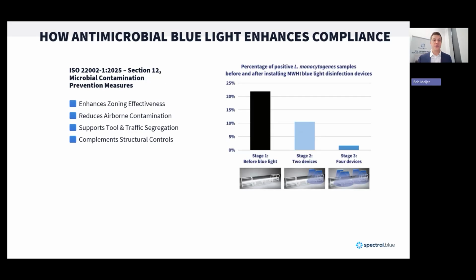Then looking back at section 12, microbial contamination prevention measures. Spectral Blue antimicrobial blue light disinfection reinforces microbial barriers between raw and ready-to-eat zones, especially where physical separation is limited or airflow poses risks. In areas with high personnel or material movements, blue light helps neutralize airborne pathogens, supporting zoning strategies like air pressure differentials.